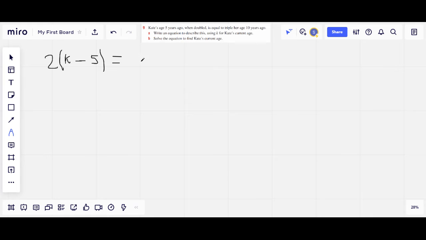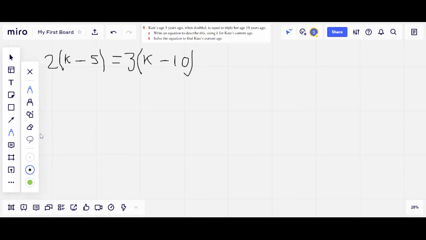So her age 10 years ago is K minus 10. We're going to put that in brackets because we're going to multiply that again, aren't we? Let's get rid of those 2 brackets because they were not great. So 2 brackets there, and it's triple her age, that'll be 3. So if 2 times the brackets K minus 5 is equal to 3 times the brackets K minus 10, we've got to expand the brackets first, don't we?